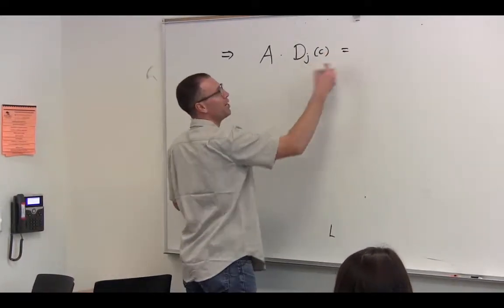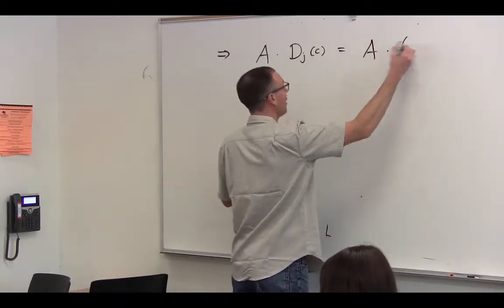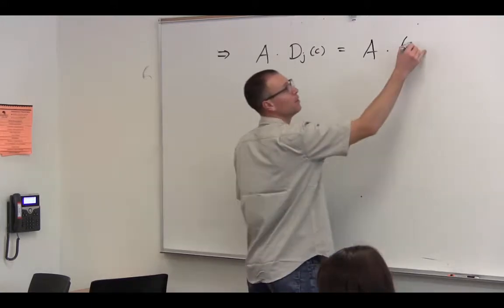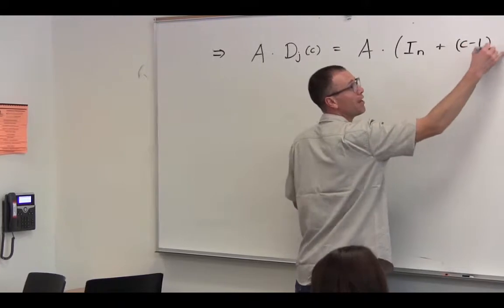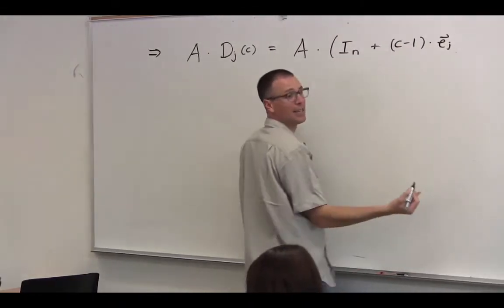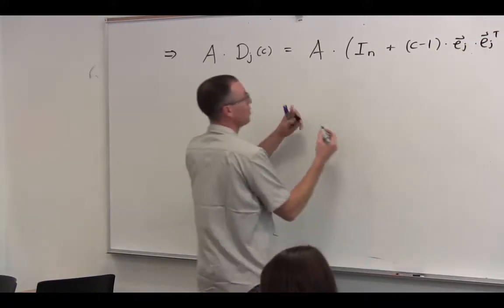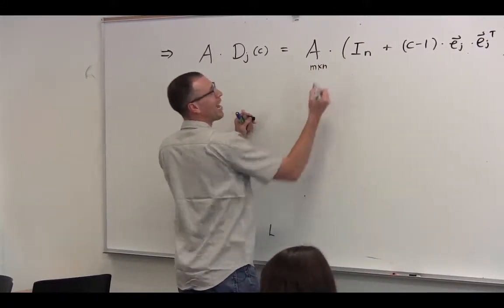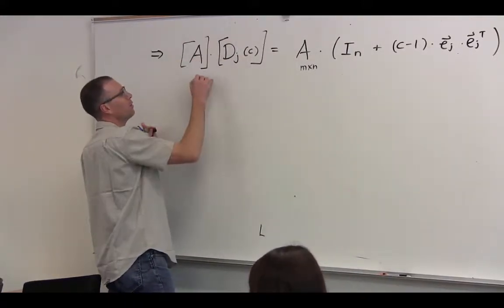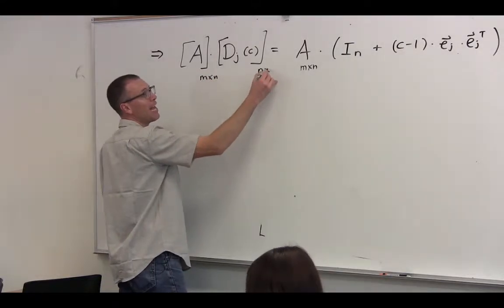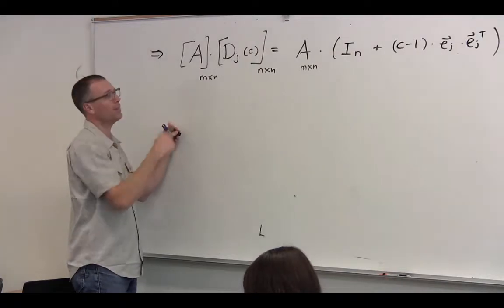What was D_j(c)? How did I write that out? It's a dilation matrix. I agree with that. I_n plus (c minus 1) times e_j times e_j transpose. This thing was an m by n. How did I know the size that this matrix should be? It must be n by n because it was supposed to be square, and I'm multiplying on the right.